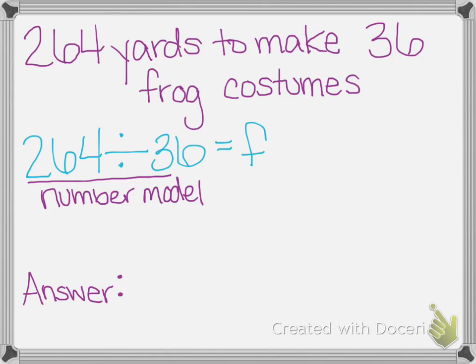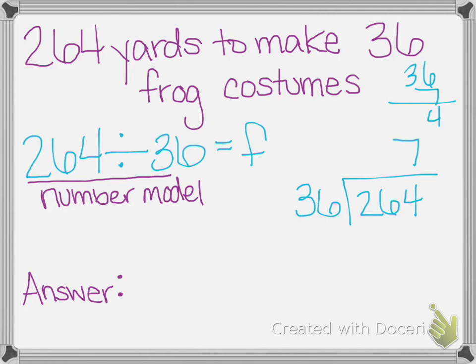Then we have to actually solve it. So 36 can't go into 2. 36 can't go into 26. So we have to go right into 264, which is 7 times. 36 times 7 is 42. Put the 2 down here. Carry the 4. 7 times 3 is 21, plus 4, 25.